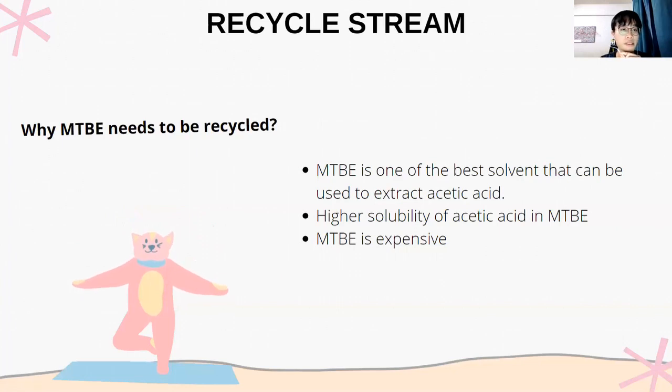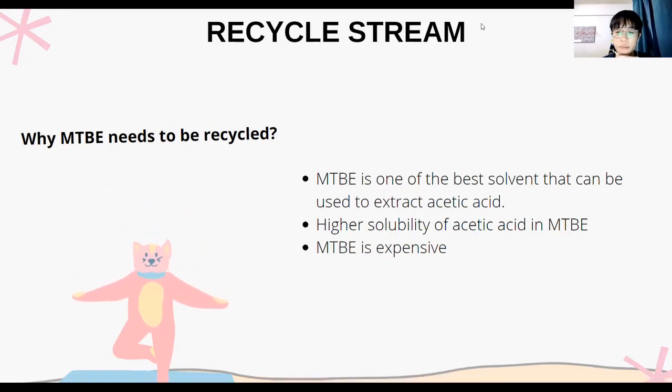Now I will talk about the recycle stream. Why do we need to recycle the MTBE? Because according to Sano, MTBE is one of the best solvents that can be used to extract acetic acid. The working principle of liquid-liquid extraction is based on the different solubility of acetic acid in MTBE and water. Thus, this makes the separation process possible. However, the market price of MTBE is expensive. Therefore, the usage of MTBE must be planned well. To cut down the expenses, part of the MTBE must be recovered and recycled back.